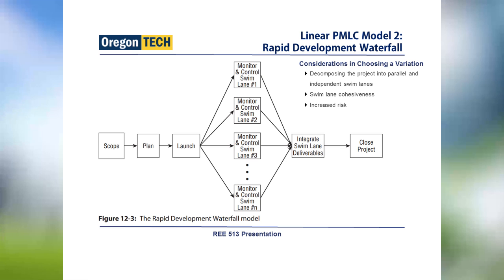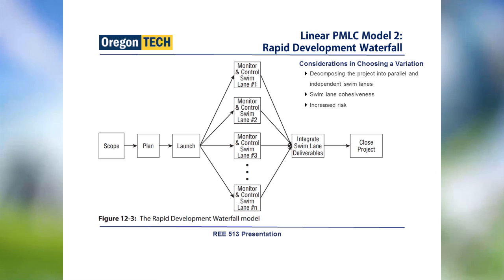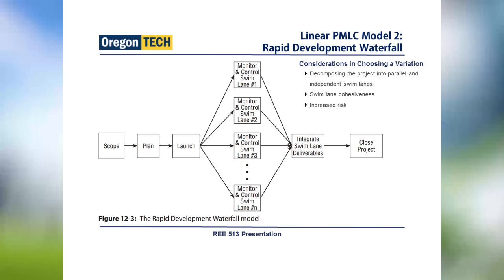The rapid development waterfall model is very similar to the standard waterfall model, except that in the monitor and control stage, the work is divided into many jobs that can be done in parallel. We call them swim lane 1, swim lane 2, and then after every swim lane is complete, we integrate the swim lanes and close the project.